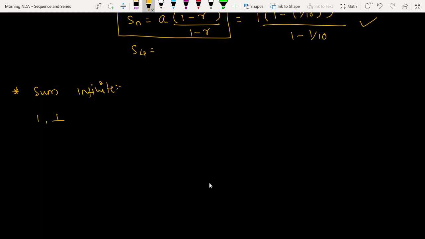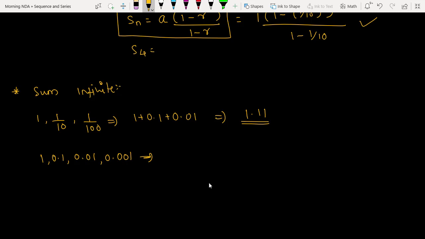1 comma 1 by 10 comma 1 by 100 comma, okay, we will keep this. Can you orally calculate this? So this is nothing but 1 comma 0.1 comma 0.01. What is the addition of these things? What is the addition? 1.11. If you add them up, it is 1.11. Okay, right, 1.11. Now if I add one more thing to this, 0.001, now what is the addition? 1.111. Is this okay?